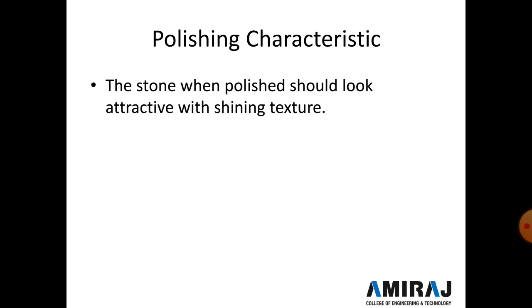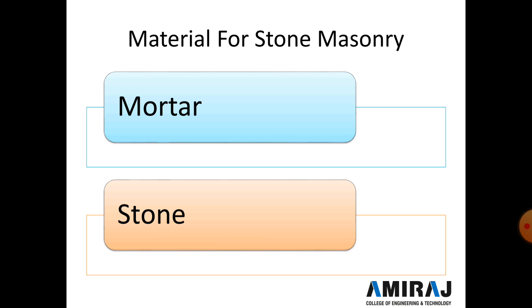Next is the polishing characteristic. A well polished stone should look attractive with a shining texture. After completion of the work, we polish the stone for the shining purpose. So generally polish is required for an attractive look. Now next, in stone masonry some materials are required for bonding all the stones with each other, so that your work is as strong as possible. Here two types of material are used for stone masonry.